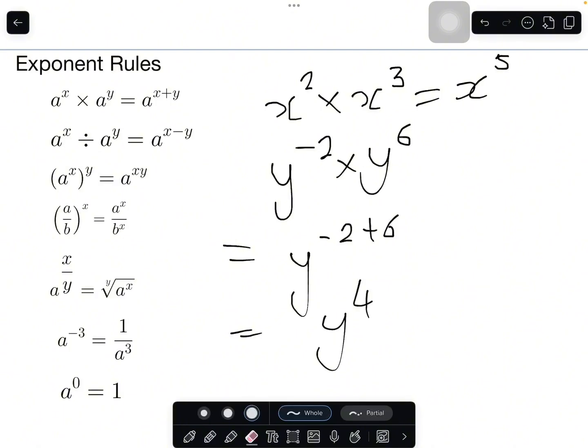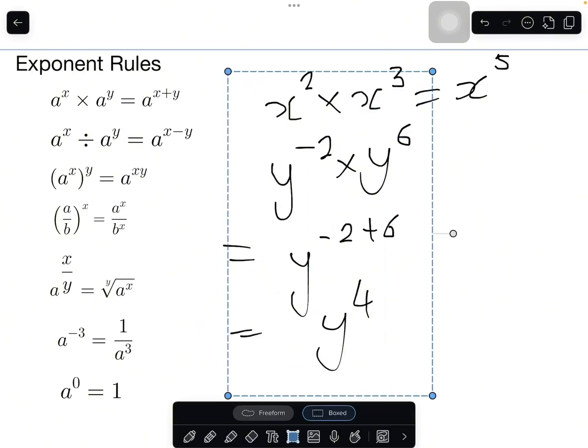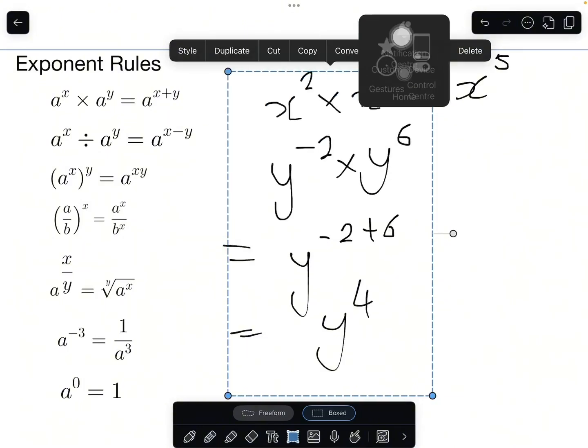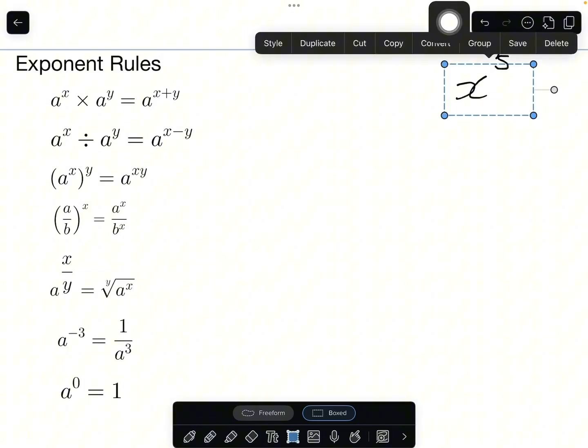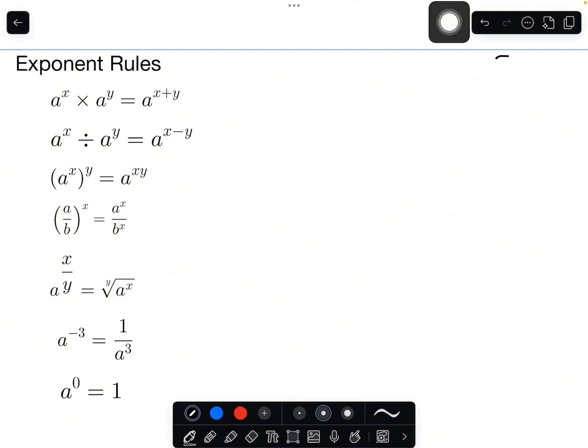Understood? Now, if we take this into numbers, which is what we're going to be working with in this section, we're going to be applying the same principles. So let's look at a few with numbers. If I have 2 to the power x times 2 to the power x, I then get 2 to the power 2x.